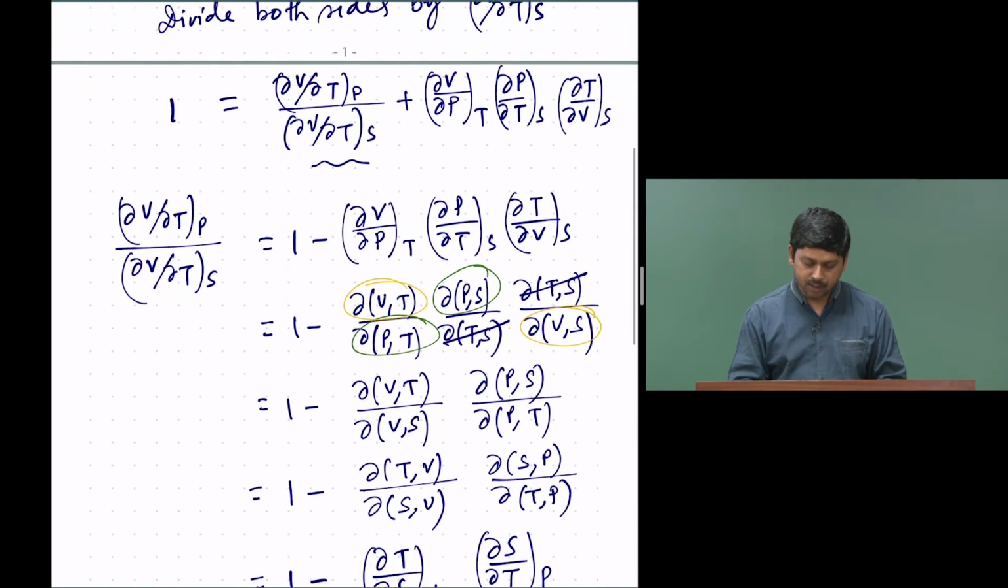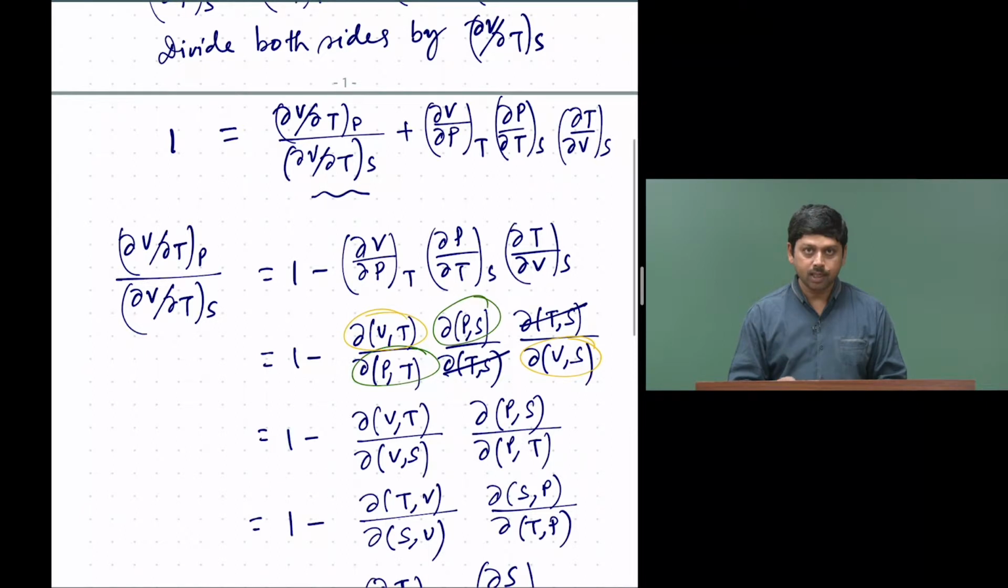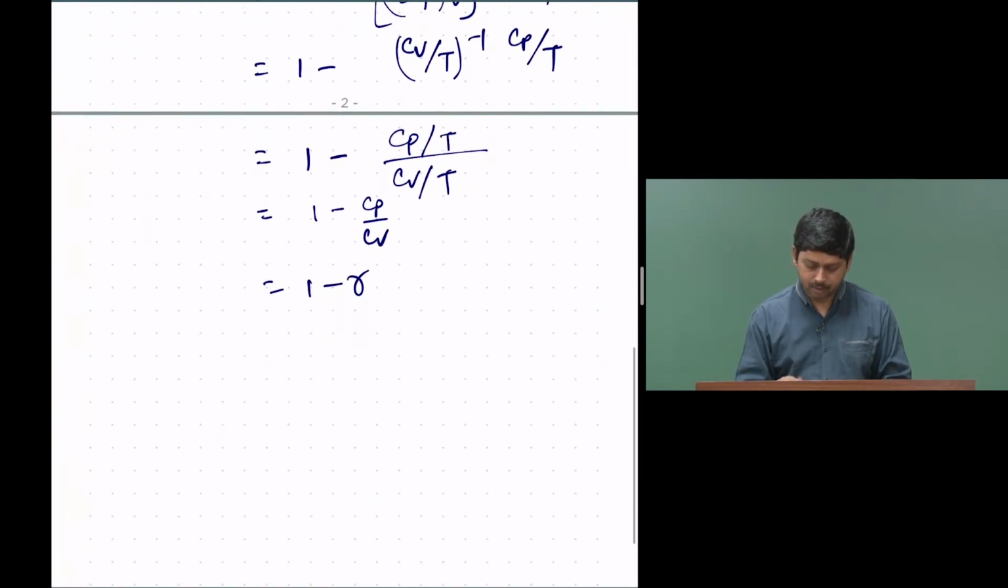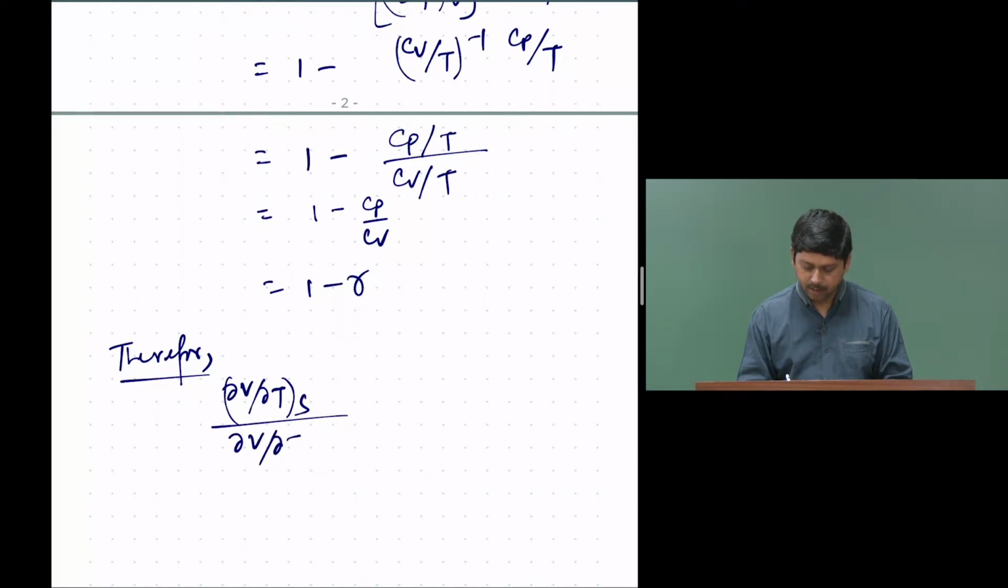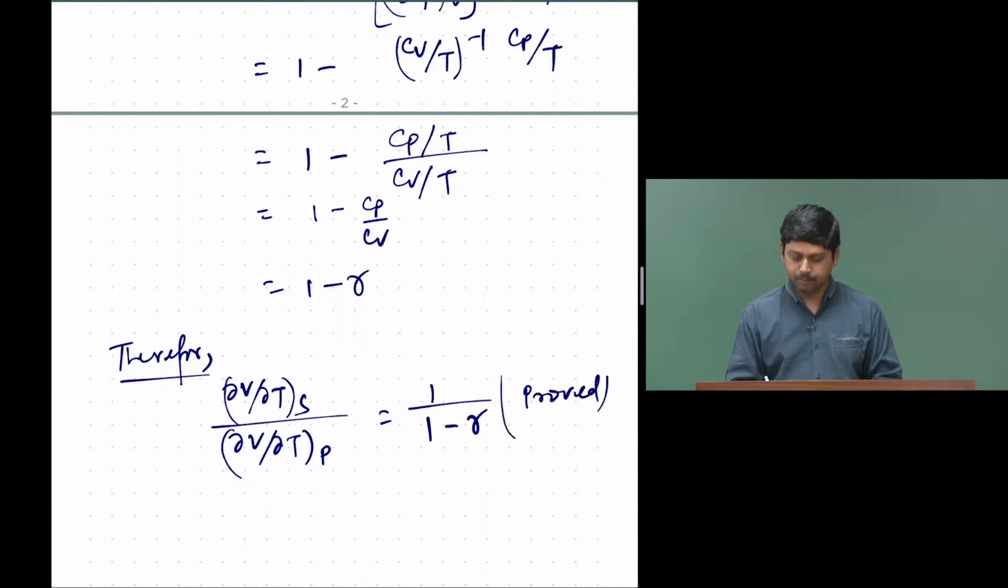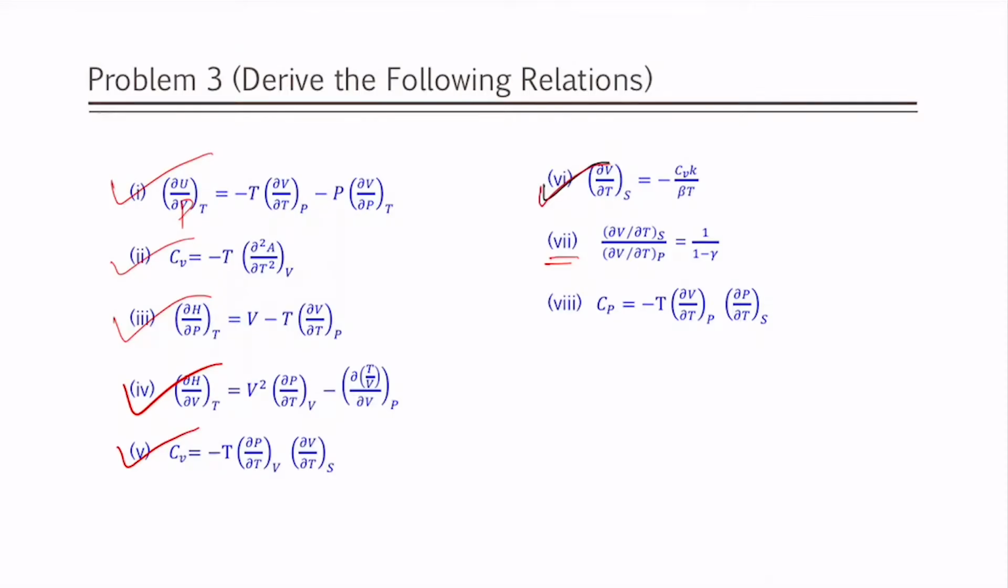Now, we started with this quantity, but what we wanted is the inverse of that. So, del V by del T at a constant S by del V by del T at a constant P is the inverse of 1 minus gamma, or 1 by 1 minus gamma. Okay, so, let us go to the next problem.